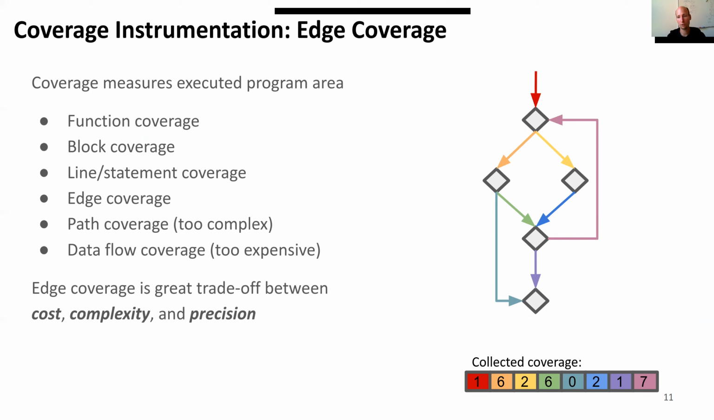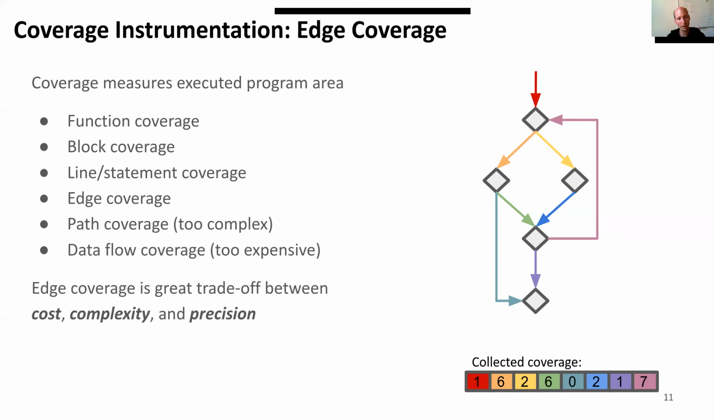Edge coverage allows you to track the program execution in a fairly precise way by actually looking at each individual edge. At the bottom, you actually see a set of collected coverage. You see that the red edge was executed once because it was entered. The orange and the light green edges were executed six times. So apparently we have executed the loop. This loop has been executed seven times. And then the orange one and the blue one have been executed twice. And the purple one has been executed once. The teal one has not been executed. So we've kept track of how many loop iterations we did. It allows us to capture and compare what parts have been executed how many times.